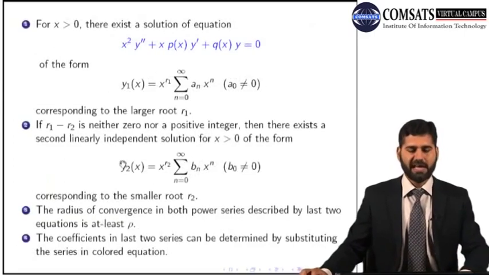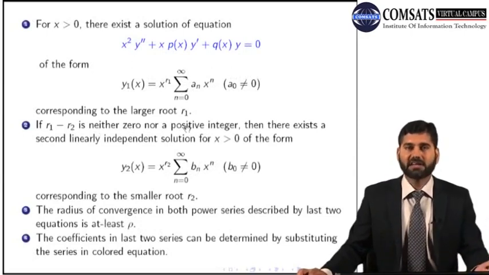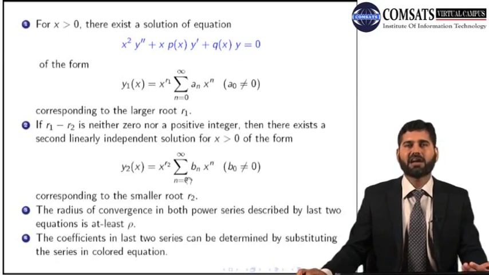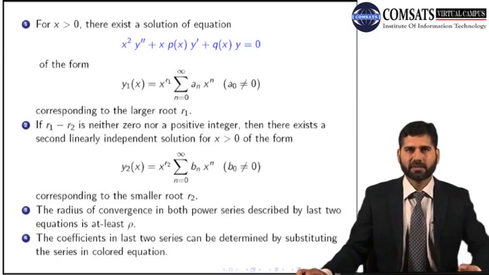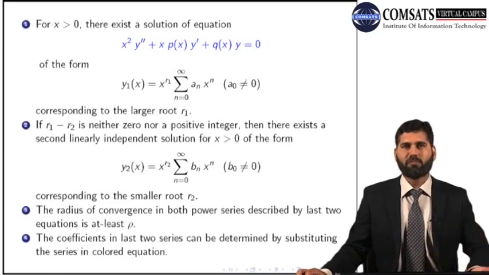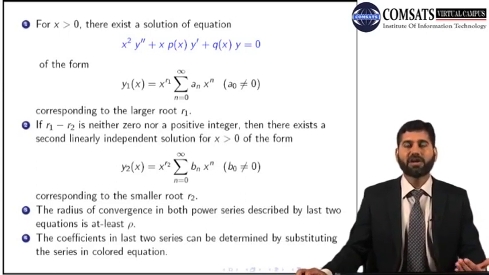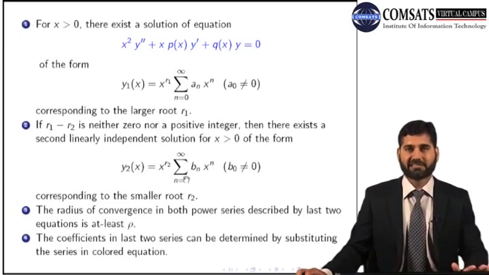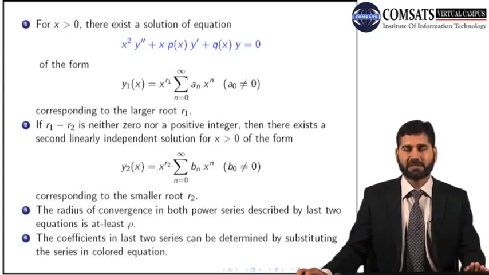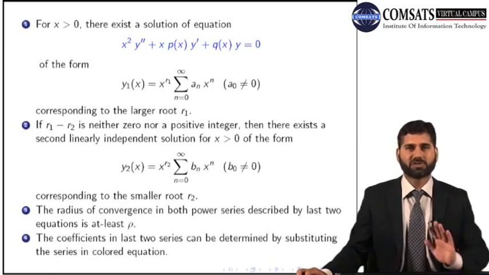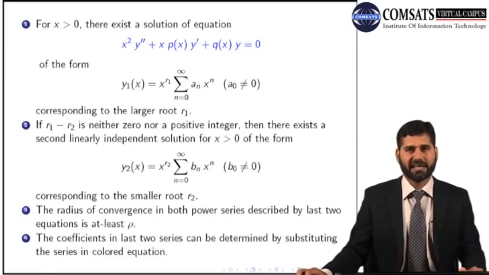Similarly here, if r1 minus r2 comes out to be a positive integer, then again we are not guaranteed Frobenius solutions. Then what we do is we start with the smaller root and hope for the two solutions. In our example, which we did at the end, we got the two solutions, so we were done in that example. We picked up the smaller root and we got the two solutions, so that's fine. But this will not always be the case.